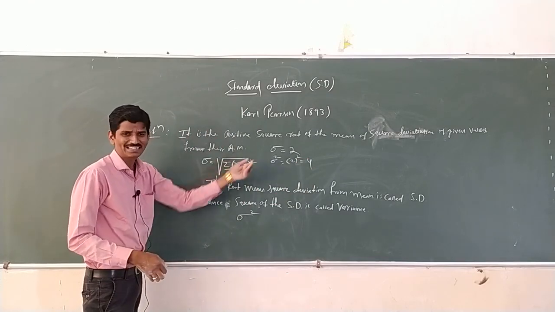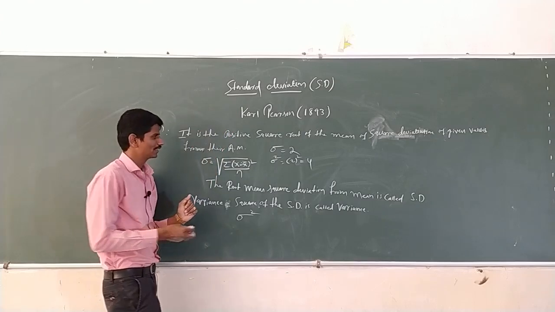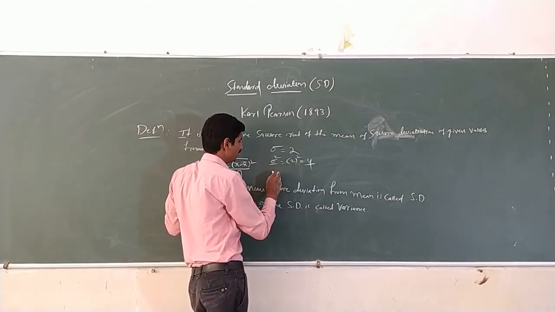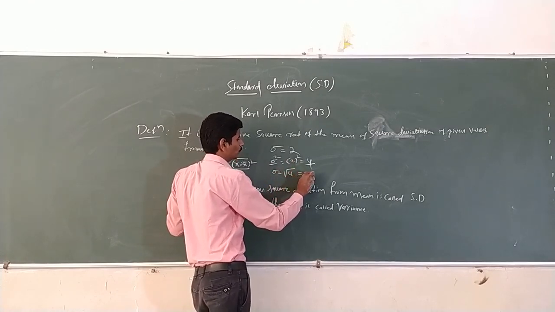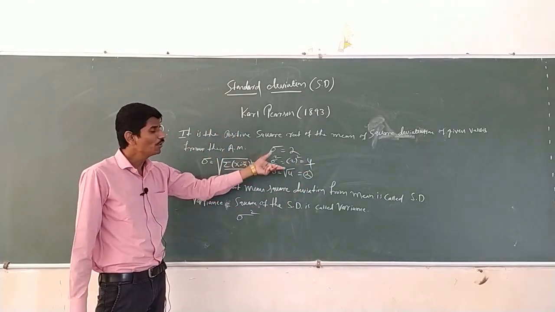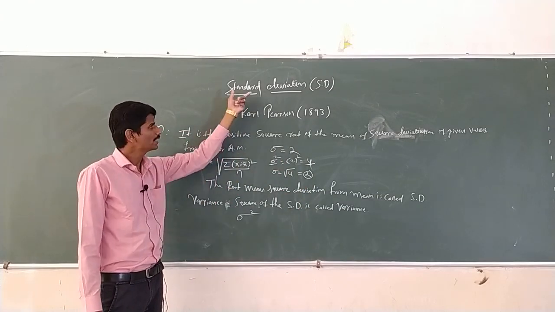Then what is the standard deviation? The square root of the variance is said to be standard deviation. If sigma square is 4, then sigma equals under root of 4, which is 2. The square root of the variance is the standard deviation.